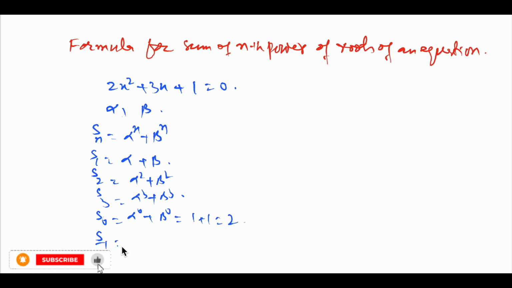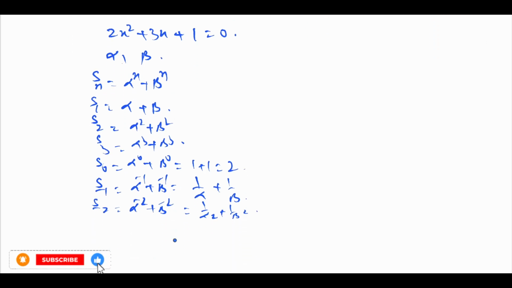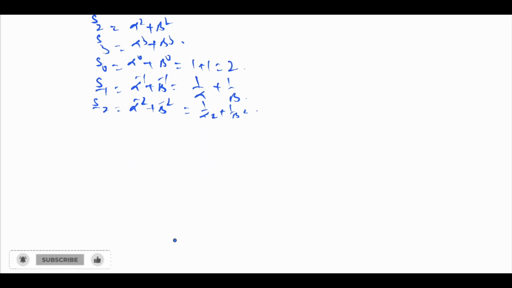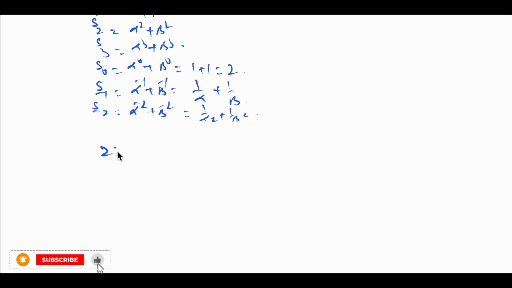S minus 1 will be alpha power minus 1 plus beta power minus 1, or it is 1 upon alpha plus 1 upon beta. S minus 2 will be alpha power minus 2 plus beta power minus 2, or it will be 1 upon alpha square plus 1 upon beta square. This is the notation. Now let us find the general formula for this 2x square plus 3x plus 1 is equal to 0.